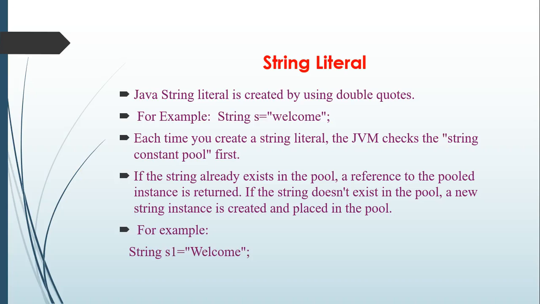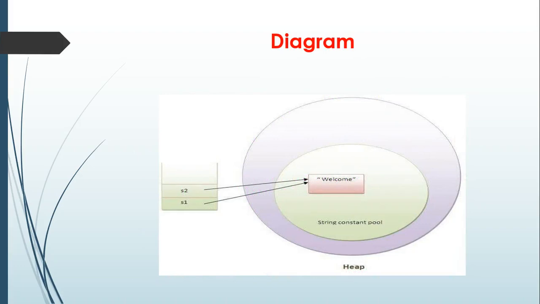For example, String s1 equals "welcome" and String s2 equals "welcome". Let's see this with the help of a diagram. First of all, String s1 equals "welcome". Here we see that no "welcome" is inside the Java string constant pool. The string constant pool is a memory location inside the heap memory. So first, a variable is created, that is welcome, and "welcome" is stored in the string constant pool.